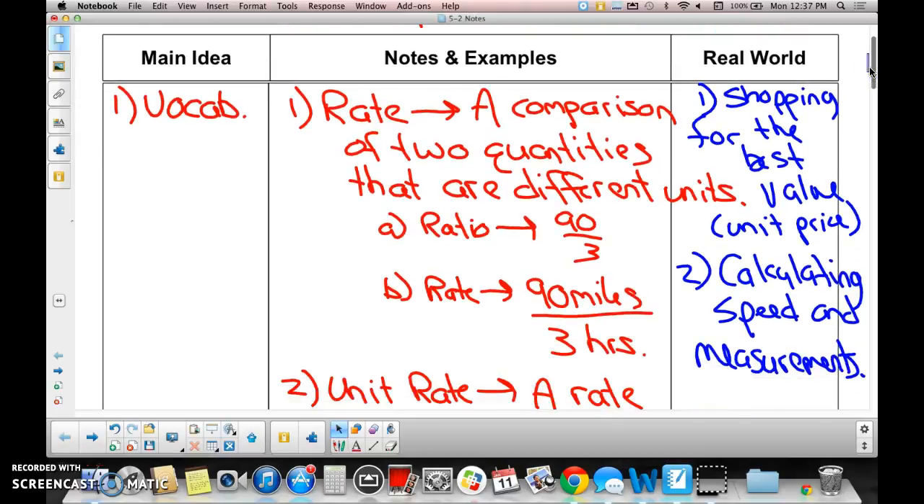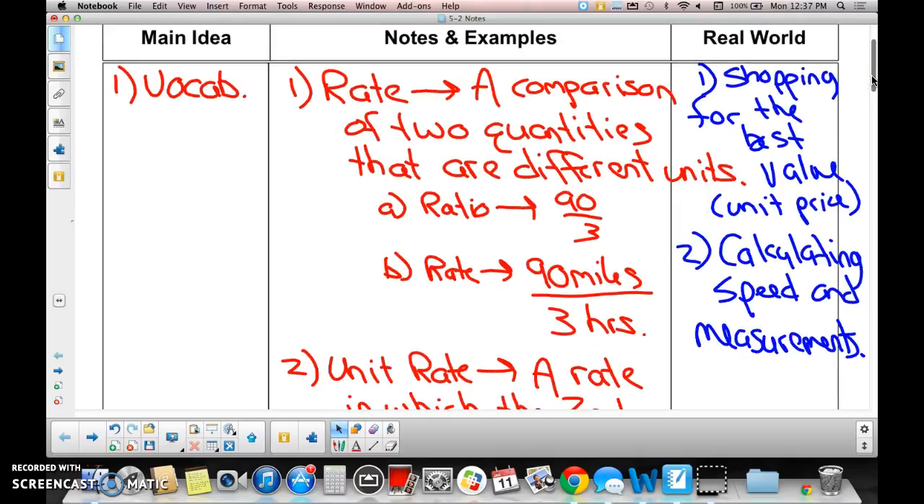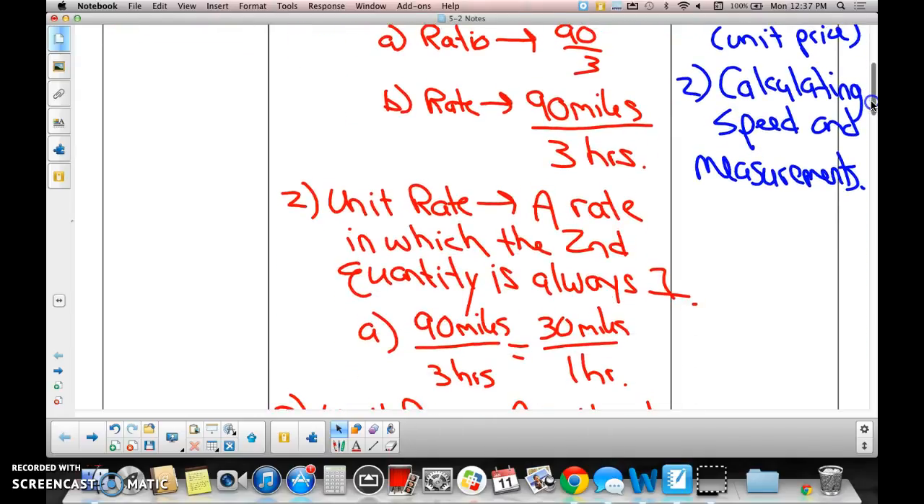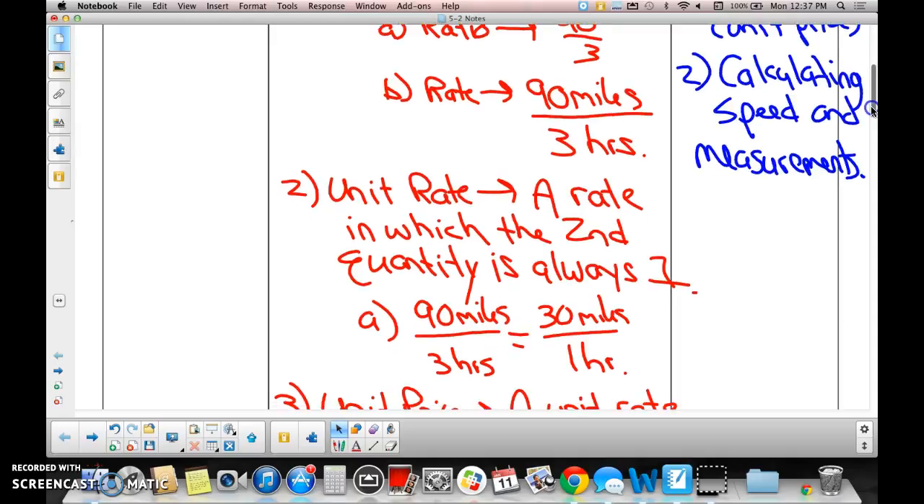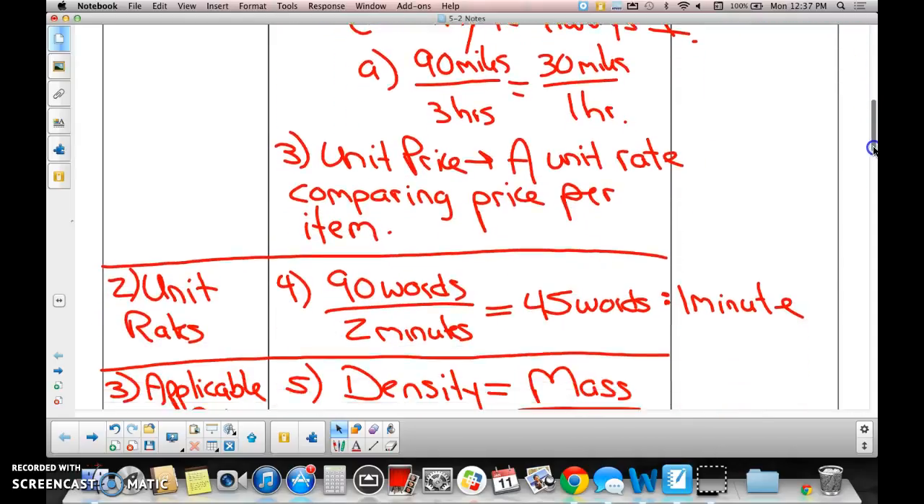We looked at the difference between a ratio and a rate. A rate is a little bit more specific. A ratio is not as specific. They're both a comparison of 2 quantities, but a rate is 2 quantities with different units. And you can see the example there. Unit rate always has the second number ending with 1, and then unit price would be comparing price per item.